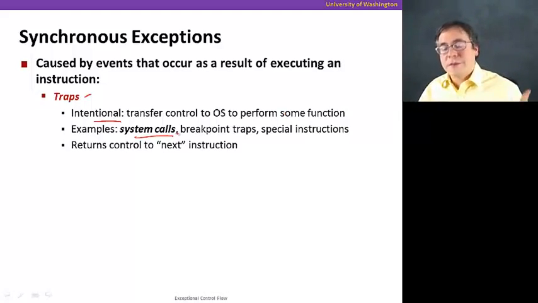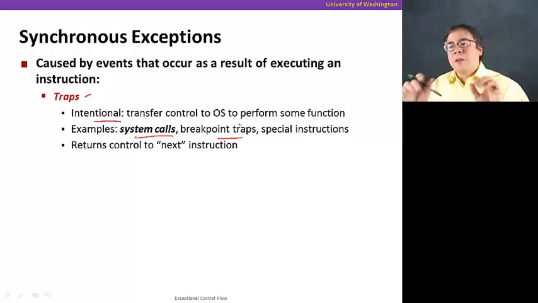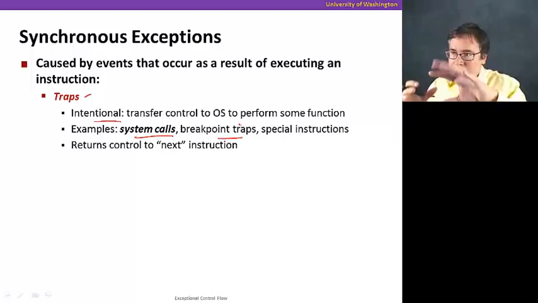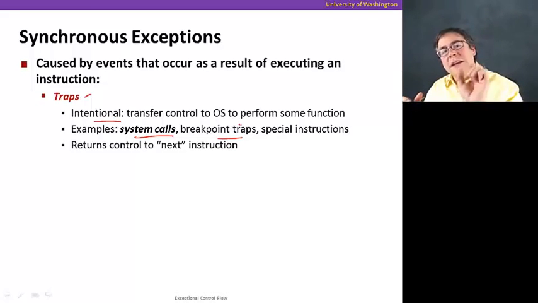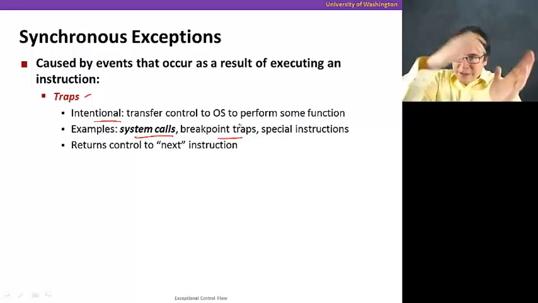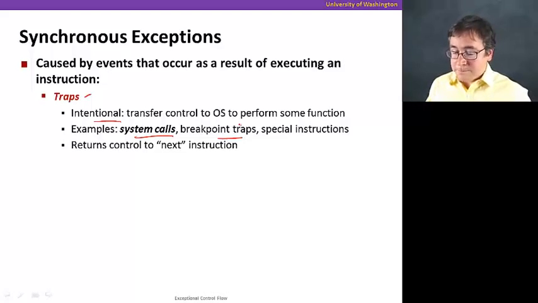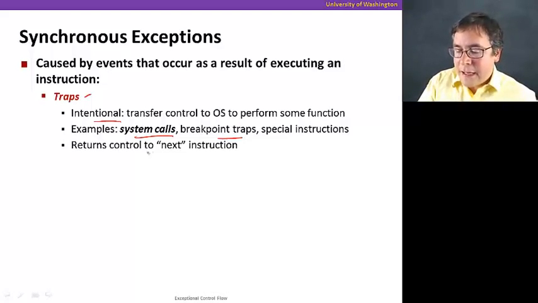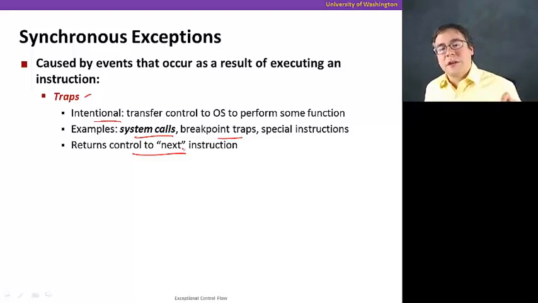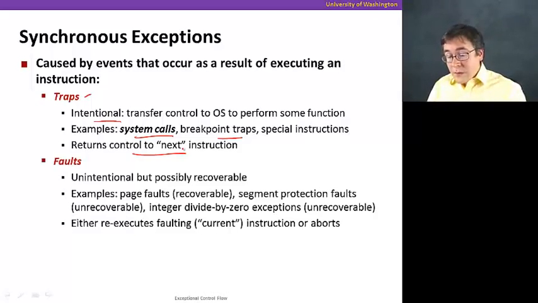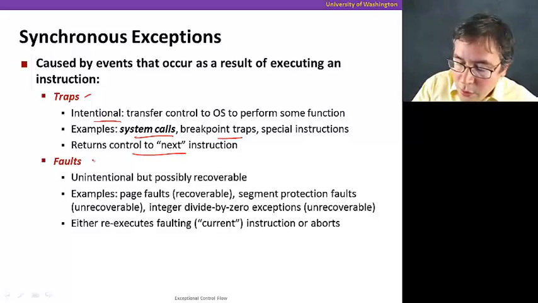But there are also other types of traps. Whenever you're using GDB, when you insert a breakpoint into your code, it adds what we call a breakpoint trap. Your code executes, and whenever it reaches this breakpoint, it sets a trap. It diverts execution to the debugger. The traps return control to the instruction after the one that caused this intentional trap. The other type of synchronous exceptions we call faults.